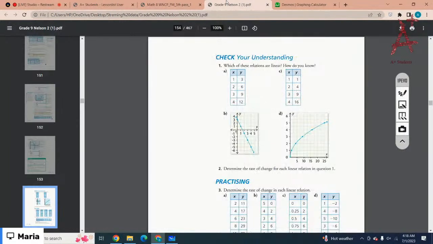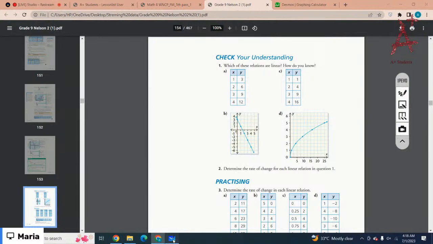Let's just start with question number one. That is, check your understanding. Which of these relations are linear? How do you know? You are given the table of values. You have to see which of them is the linear relation. A relation is linear if it has the first difference constant. So, let's see if the first difference is constant.